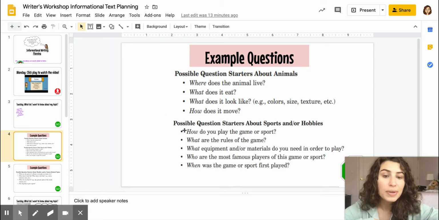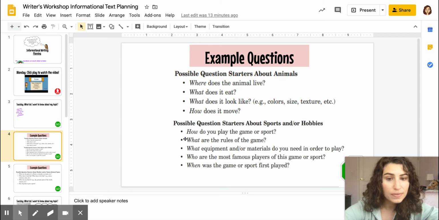If you're choosing to write about a sport or a hobby, some questions you might ask are, how do you play the game or sport? What are the rules of the game? What equipment and or materials do you need to play? Who are the most famous players of this game or sport? When was the game or sport first played?